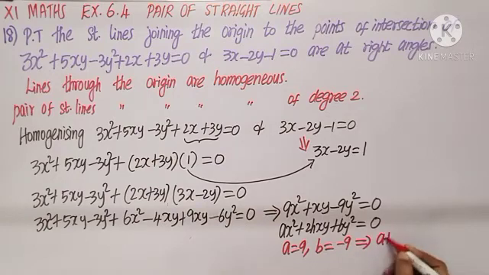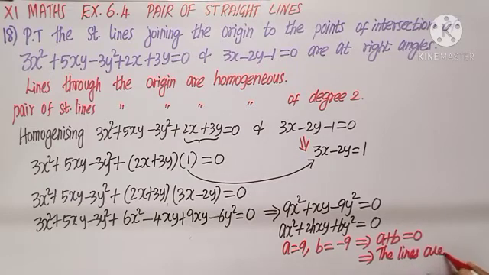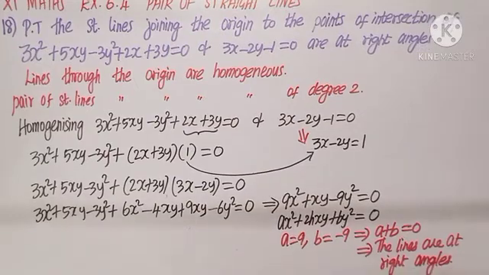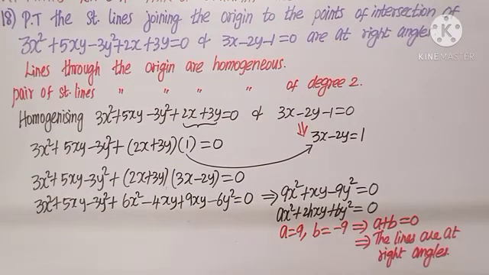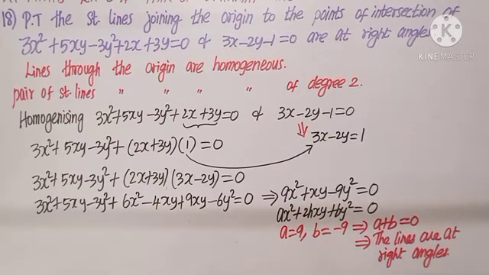So, a + b = 0 implies the lines are at right angles. The question is, we need to show they are at right angles. So, we have shown a + b = 0, and so we declare the lines are at right angles.